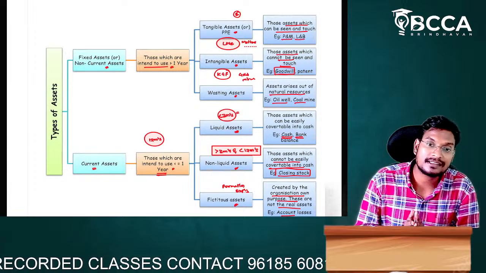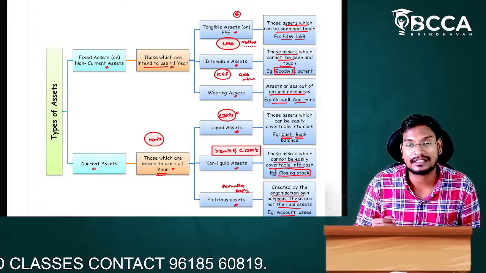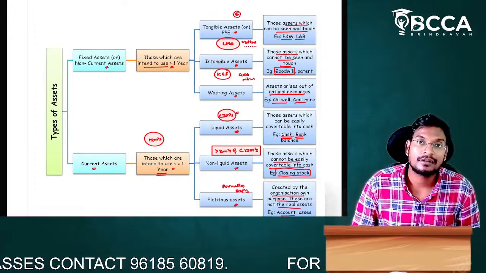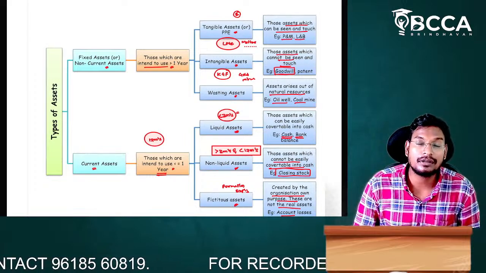In some kind of business, there will be a good or service. For example, in the BCCA, there will be a service. Here the BCCA is providing what, sir? Providing the service of education. So the BCCA is a service organization but not a goods organization.